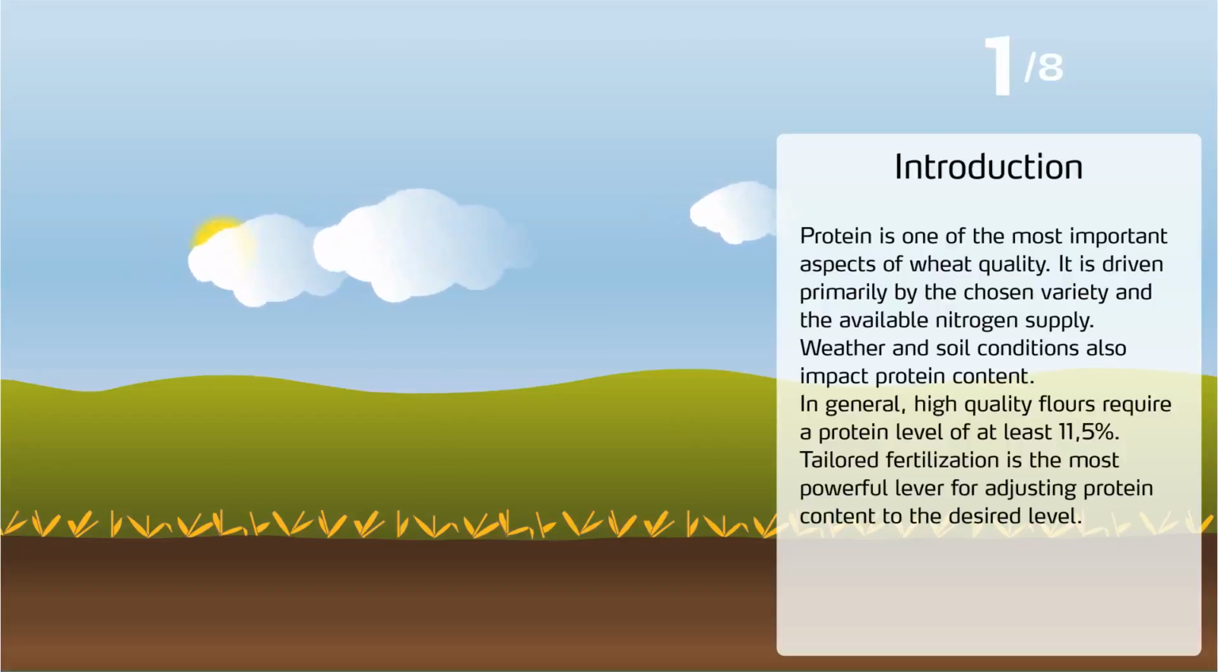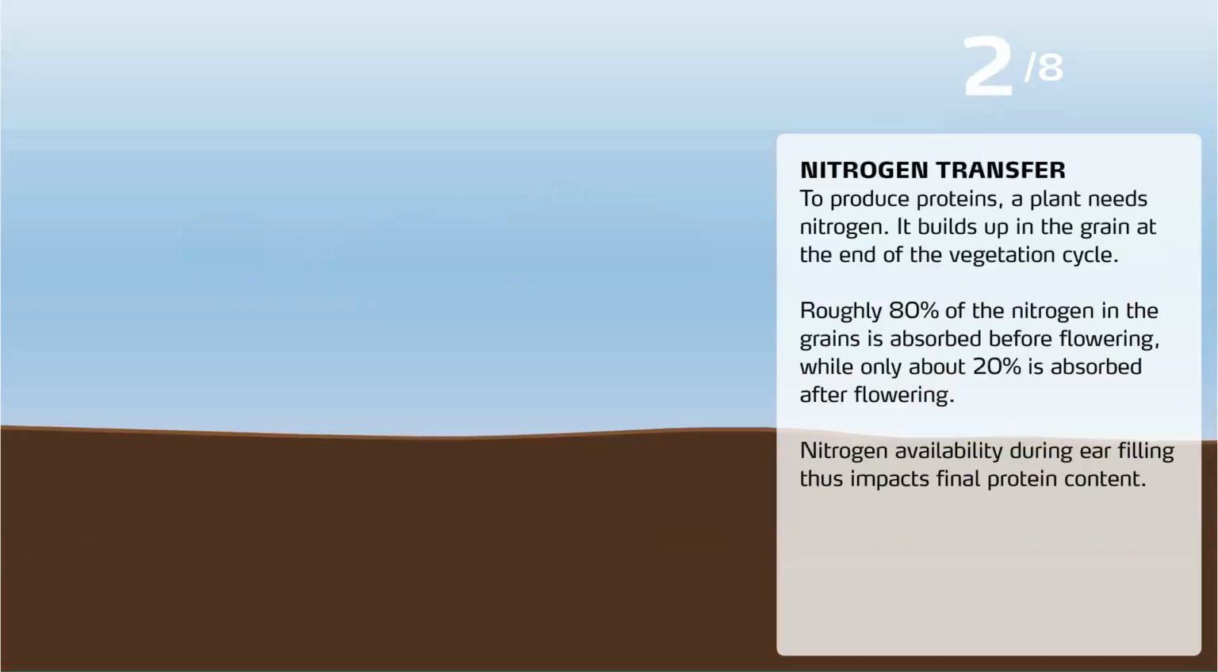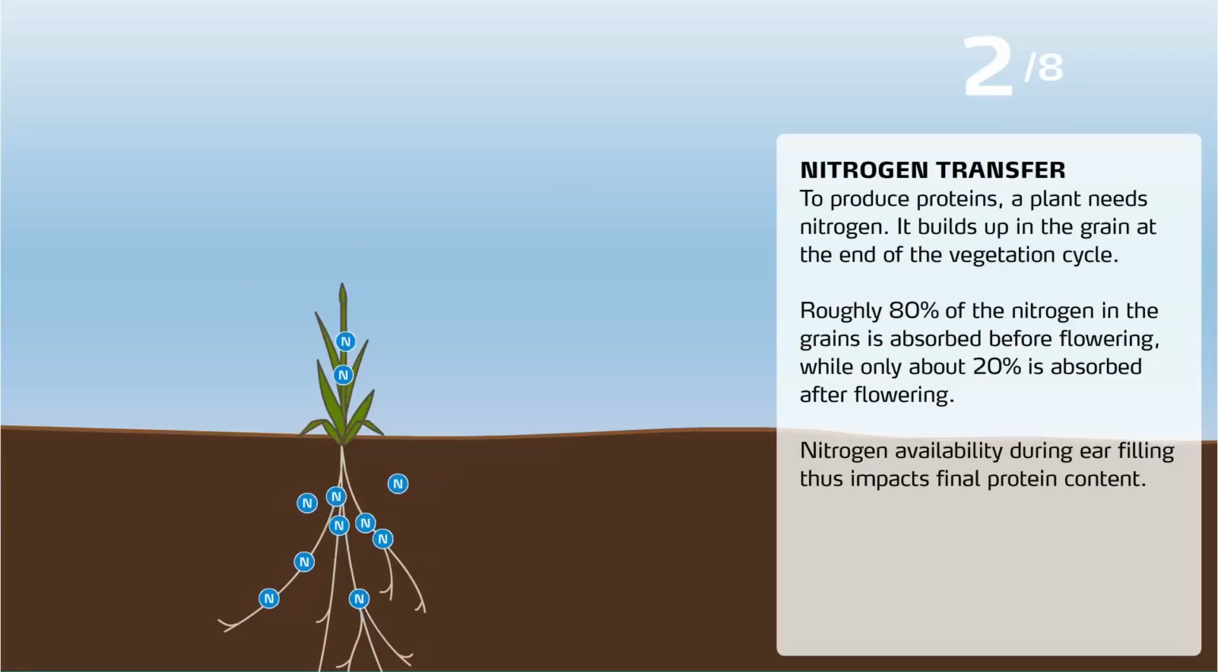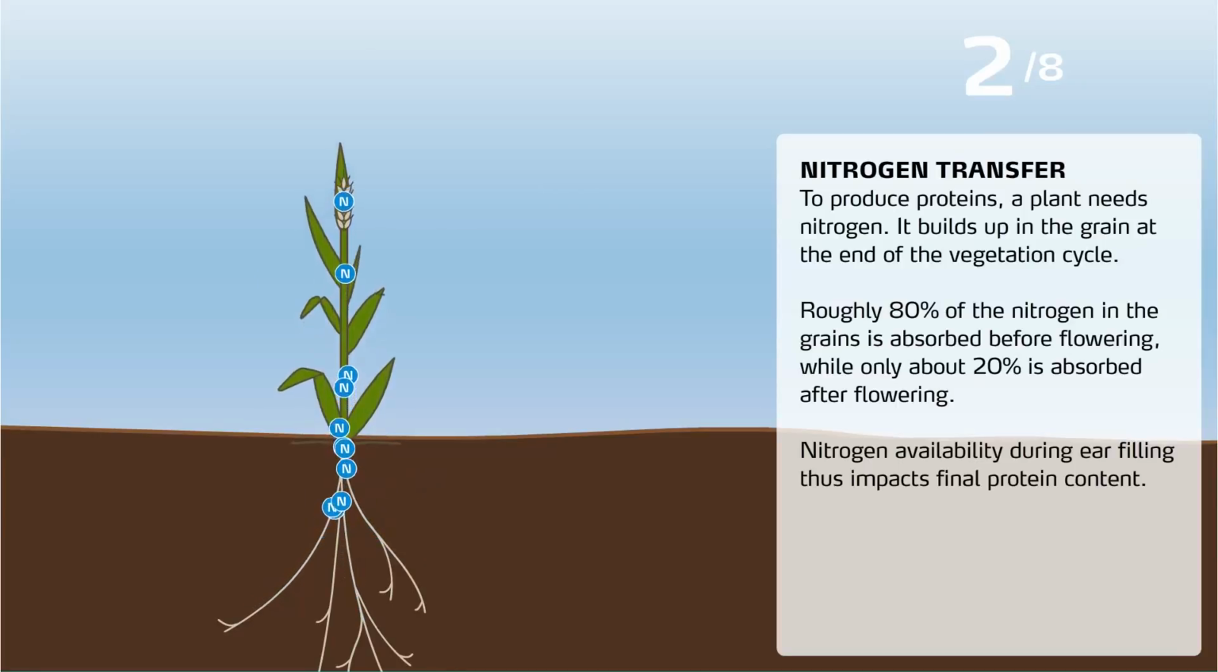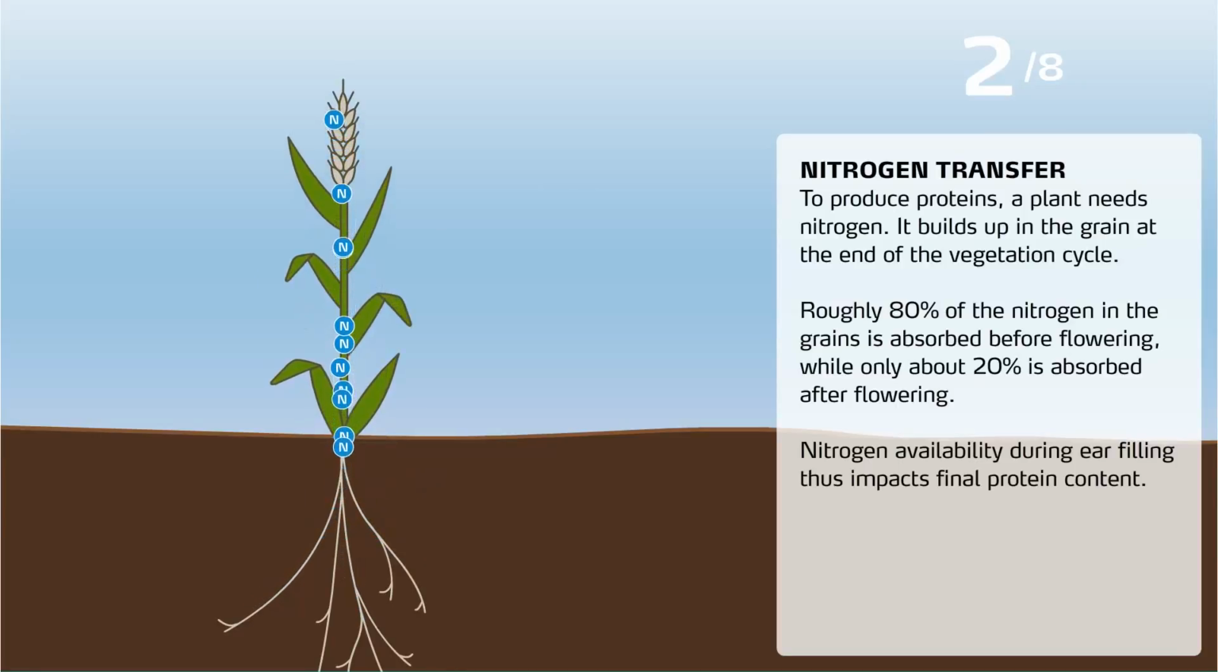Tailored fertilization is the most powerful lever for adjusting protein content to the desired level. Nitrogen transfer. To produce proteins, a plant needs nitrogen. It builds up in the grain at the end of the vegetation cycle. Roughly 80% of the nitrogen in the grains is absorbed before flowering, while only about 20% is absorbed after flowering. Nitrogen availability during ear filling thus impacts final protein content.